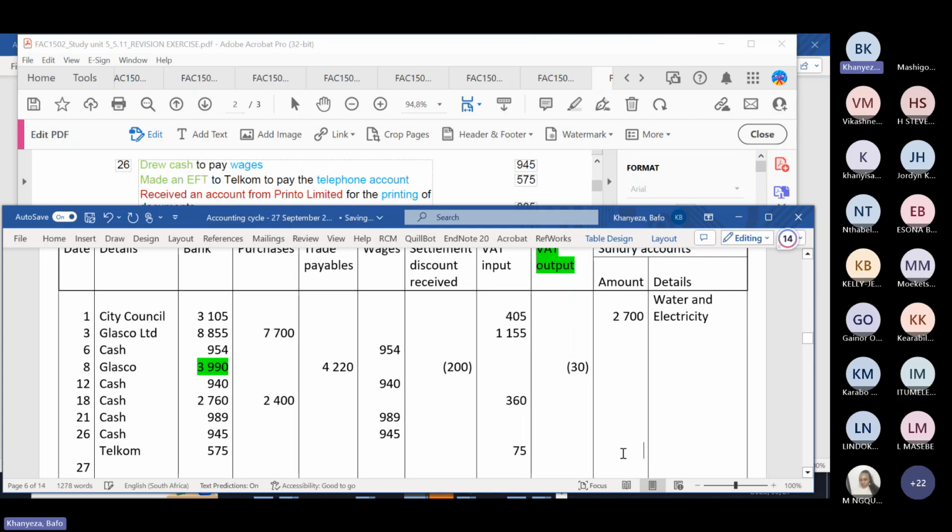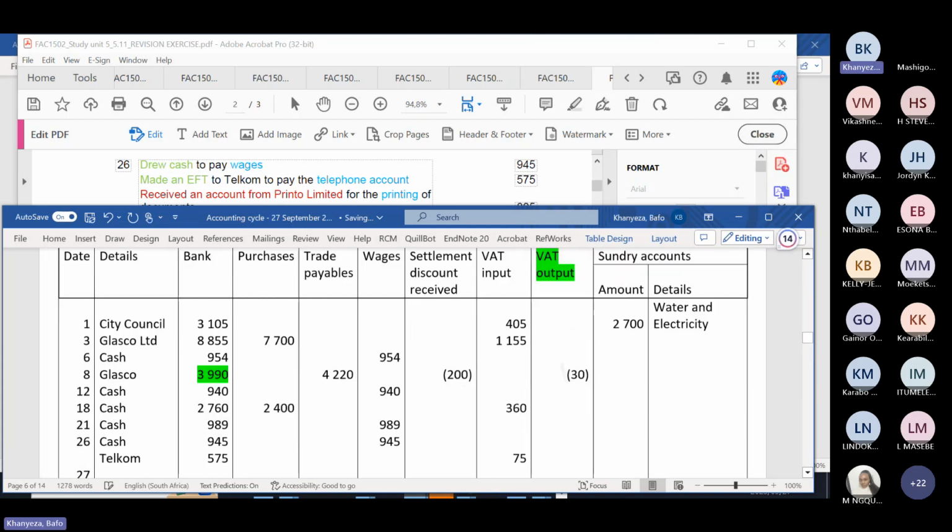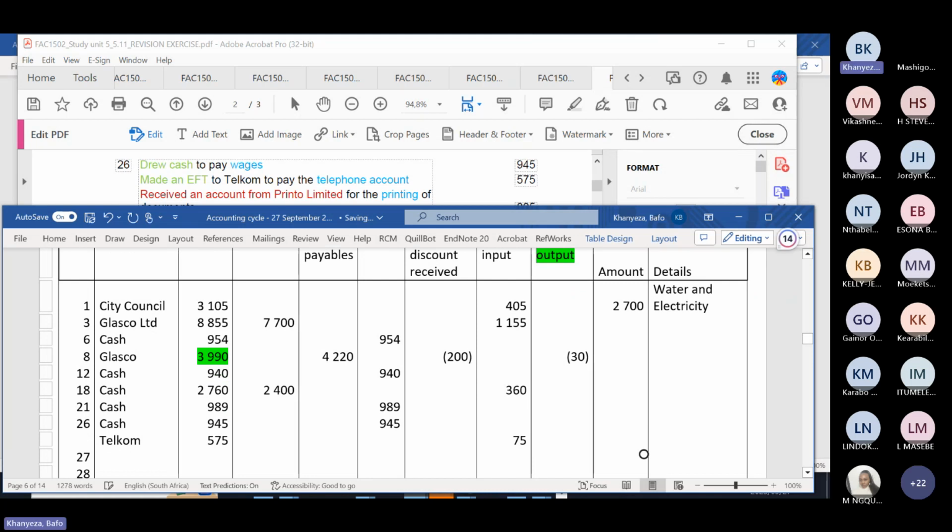So the amount is a sundry. We don't have a telephone column here, so it's a sundry. The sundry is 500 net of VAT. And then it's telephone expenses of 500. Then we move on.